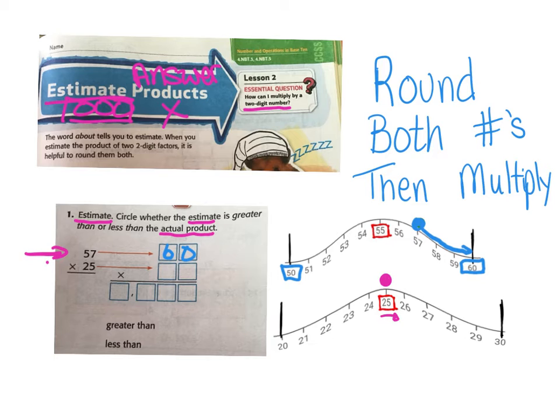Now, if I look at my second number here, 25, if I plot it on my number line hill, I know that it's right on top. Anything that's on top always rolls down and gets bigger. So if it's 5 or more, we raise the score. So 25 would round to 30. So now our problem is set up. We have 60 times 30.